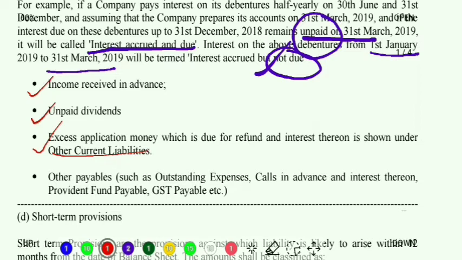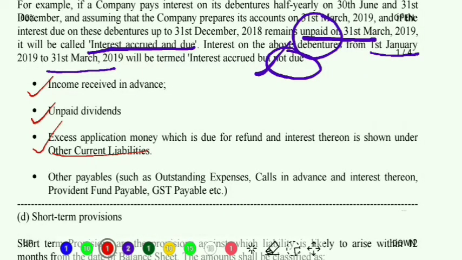Very important. We have already discussed in our previous lecture what we mean by share application and share allotment, right? What happens in share application? In share application, the shareholders give us money, right? First, they pay us money. Now, for example, they have paid me extra than what was required. That means there is some excess application money which now has to be refunded by me.